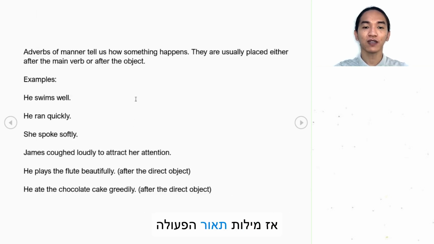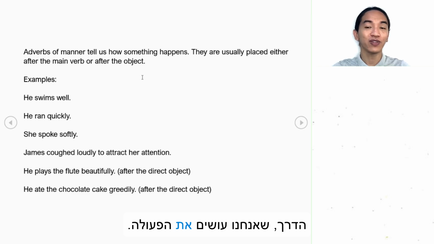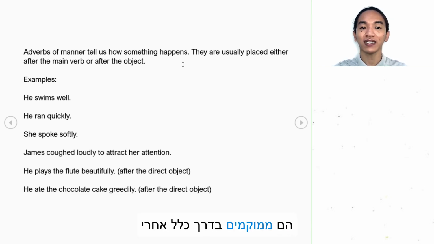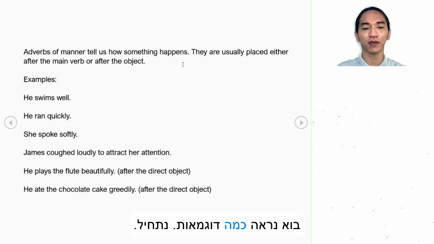Adverbs of manner tell us how something happens. Okay, the way we do the action. They are usually placed either after the main verb or after the object of the verb. Okay, let's see some examples first.